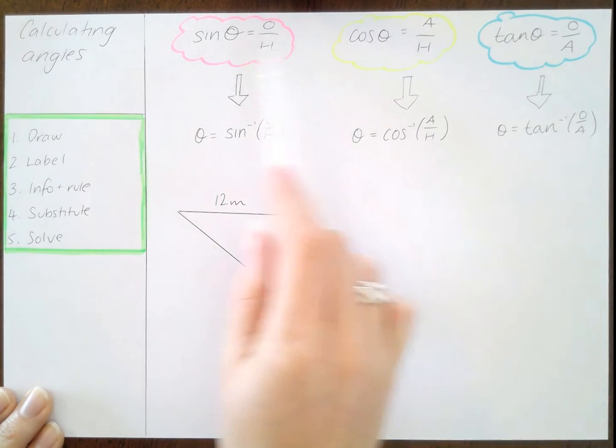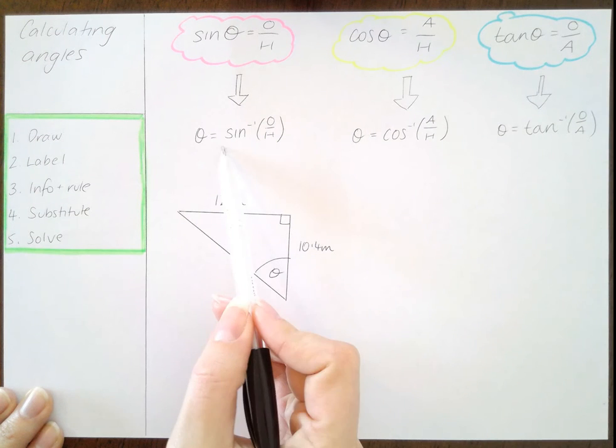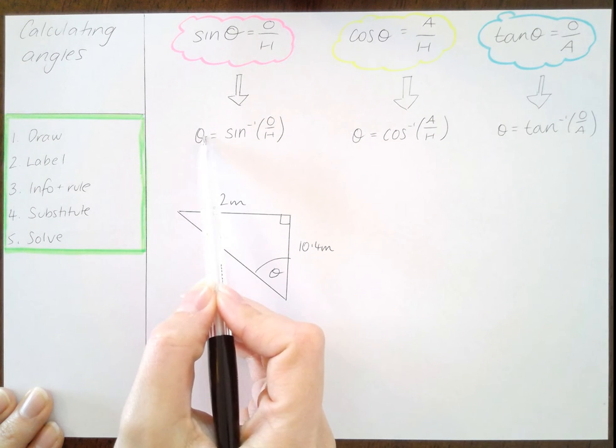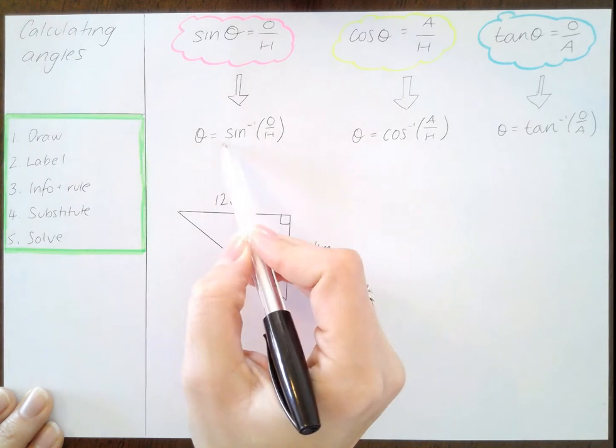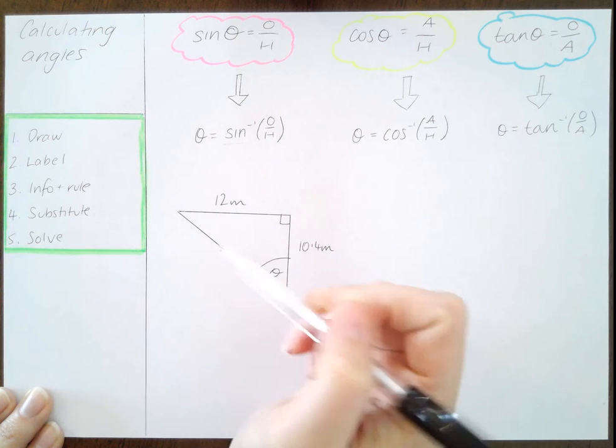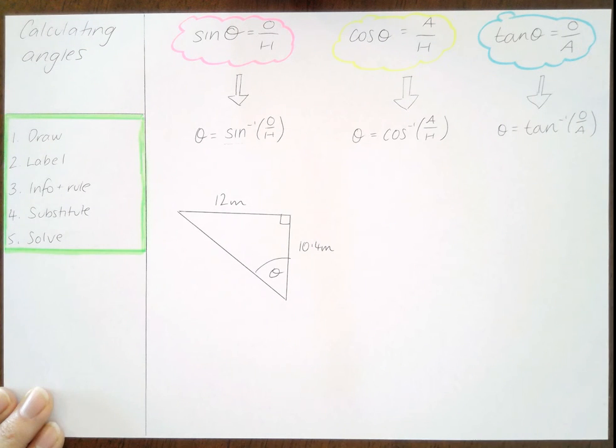So here are our three trigonometric rules, and here are their inverses. Remembering, if we are needing to separate off the angle, then our rule becomes inverse once it moves to the other side of the equation. So the same 5 steps apply each time we do one of these problems.